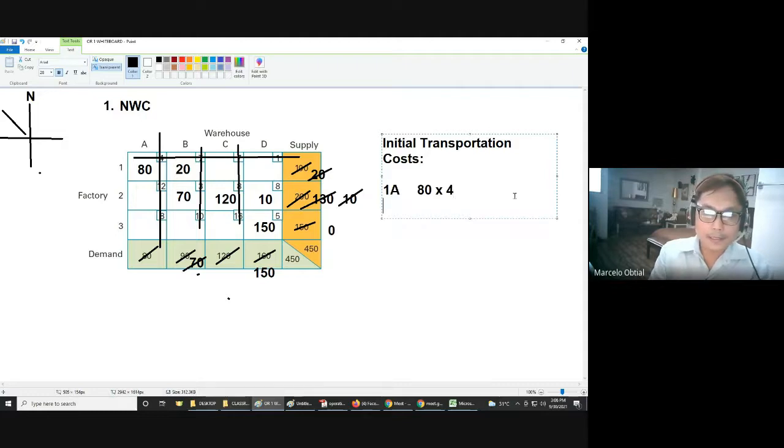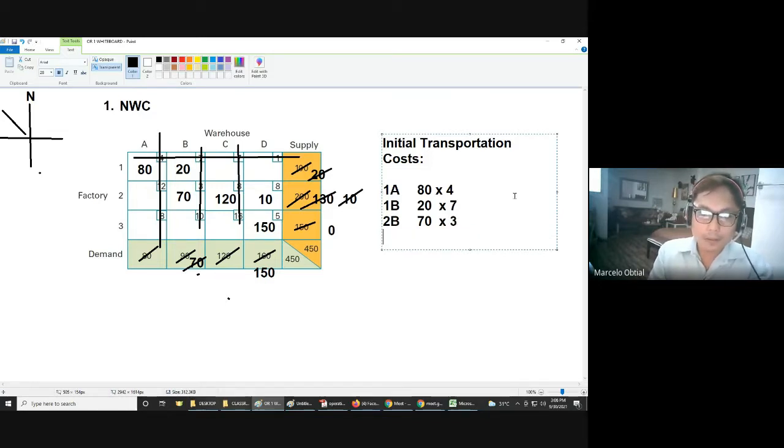Okay. Next, B1 or A1B. That is 20 times 7. No? 7. Next, that is 70. No, that's 3B. 3B ba? 2B. 2B. I-correct me if I'm wrong, class. Sabay makamatay pa ako na mali ba? Plus 3. Times 3. Okay.